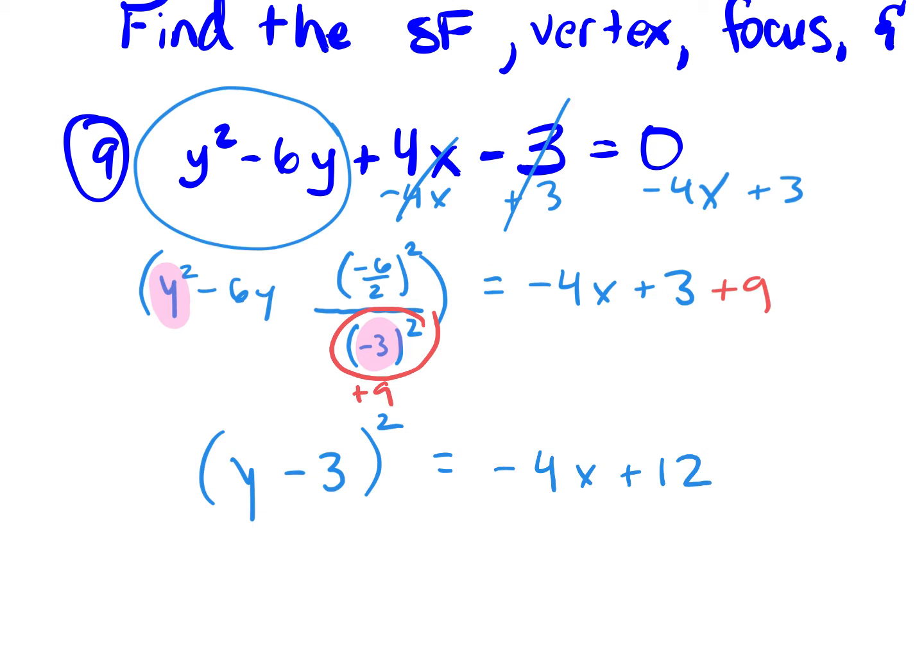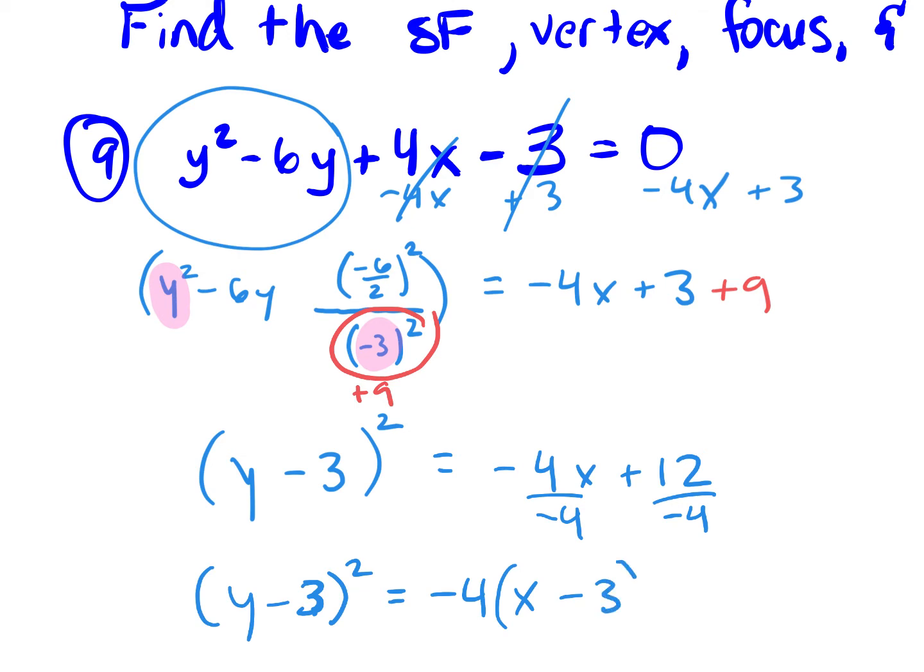And then I always want to divide out my greatest common factor on the right side of my equation too, so I can get that to look like my standard form. So I have y minus 3 squared is equal to, what can I divide out of negative 4x plus 12? Negative 4. So I'm dividing negative 4 from both of these. 12 divided by negative 4 is negative 3. So this is my standard form.